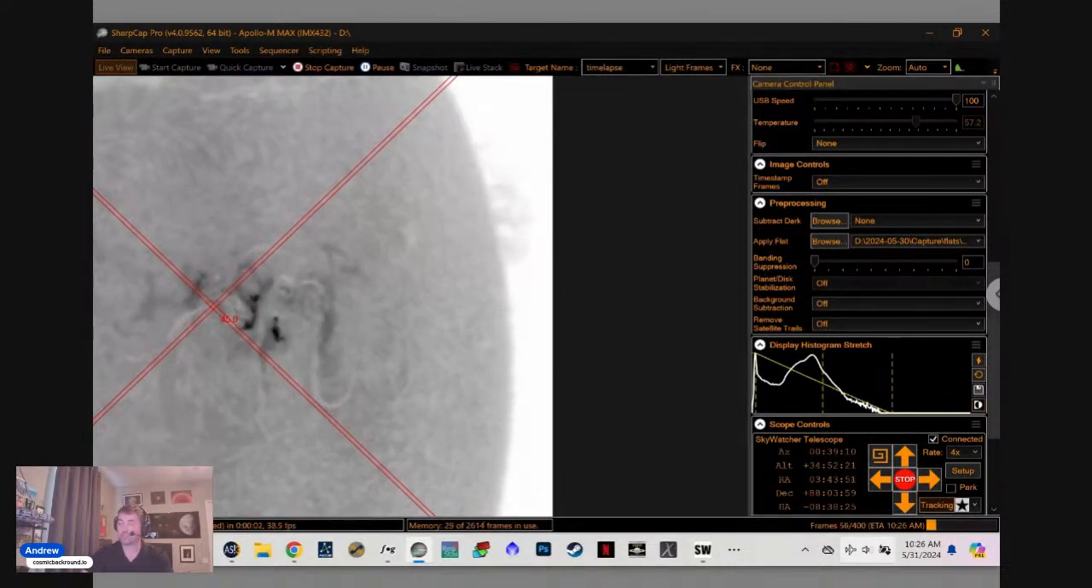Does my equipment measure temperature? No, it does not, or at least not this equipment. I have a focuser that measures the temperature because focus needs to change based on ambient temperature changes. But that's for deep sky work. With the sun, I don't worry about it.